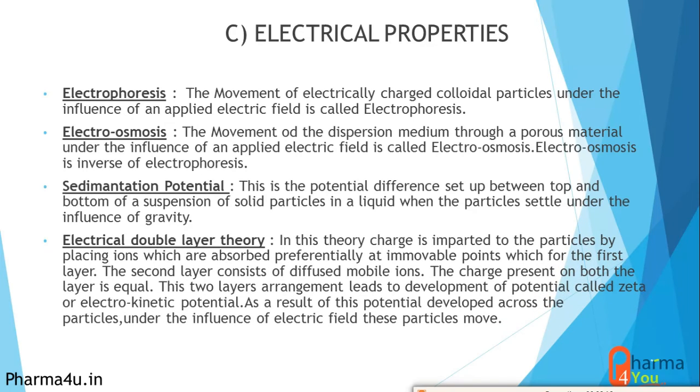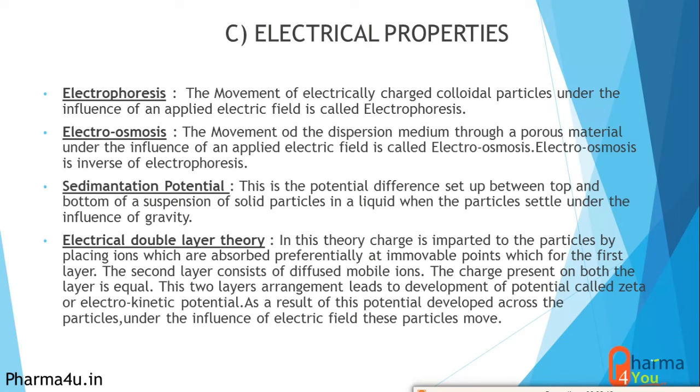Electrical double layer theory. In this theory, the charge is imparted to the particle by placing ions which are adsorbed preferentially at immovable points, which form the first layer. The second layer consists of diffuse mobile ions. The charge present on both layers is equal. These two layers lead to the development of a potential called zeta or electrokinetic potential. As a result of this potential developed across the particle under the influence of an electrical field, the particle moves.